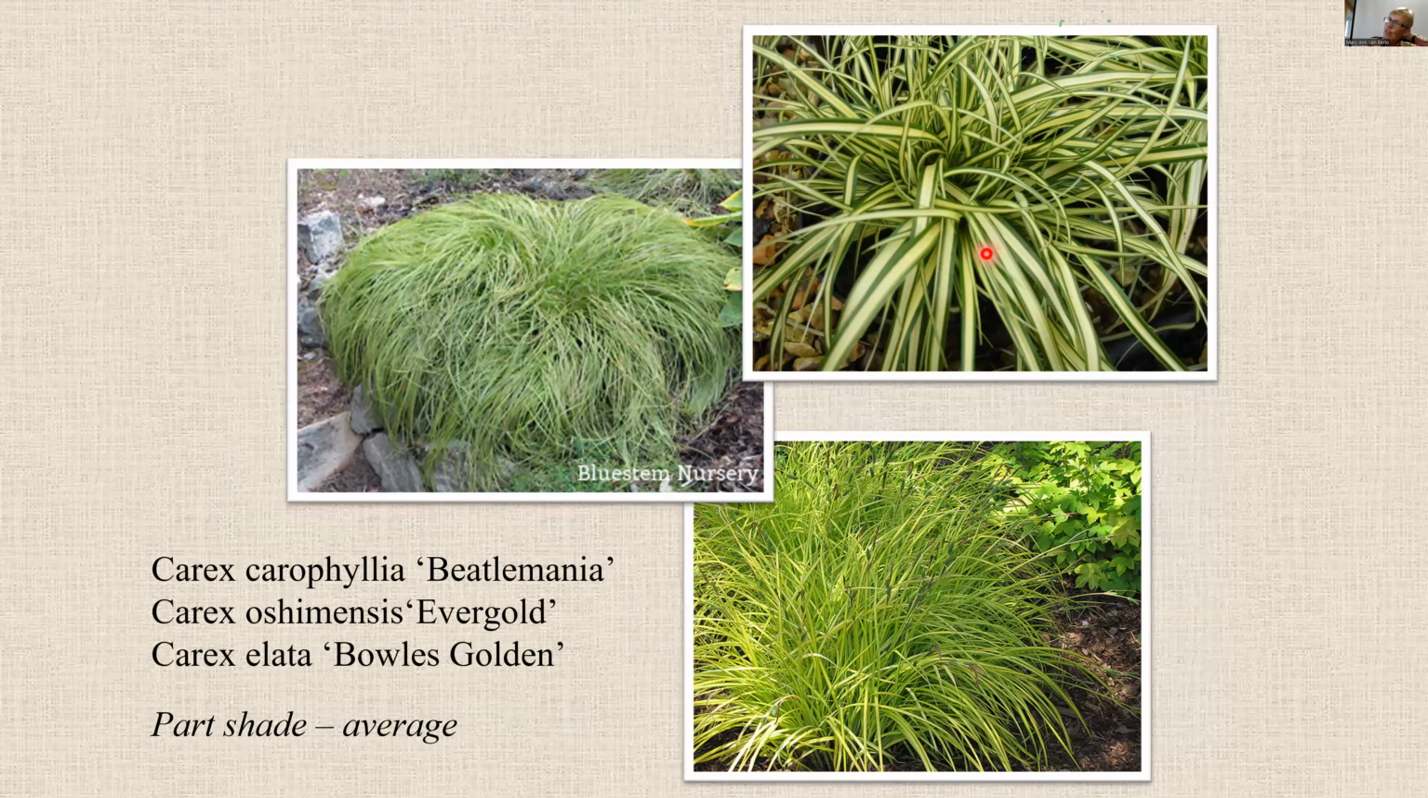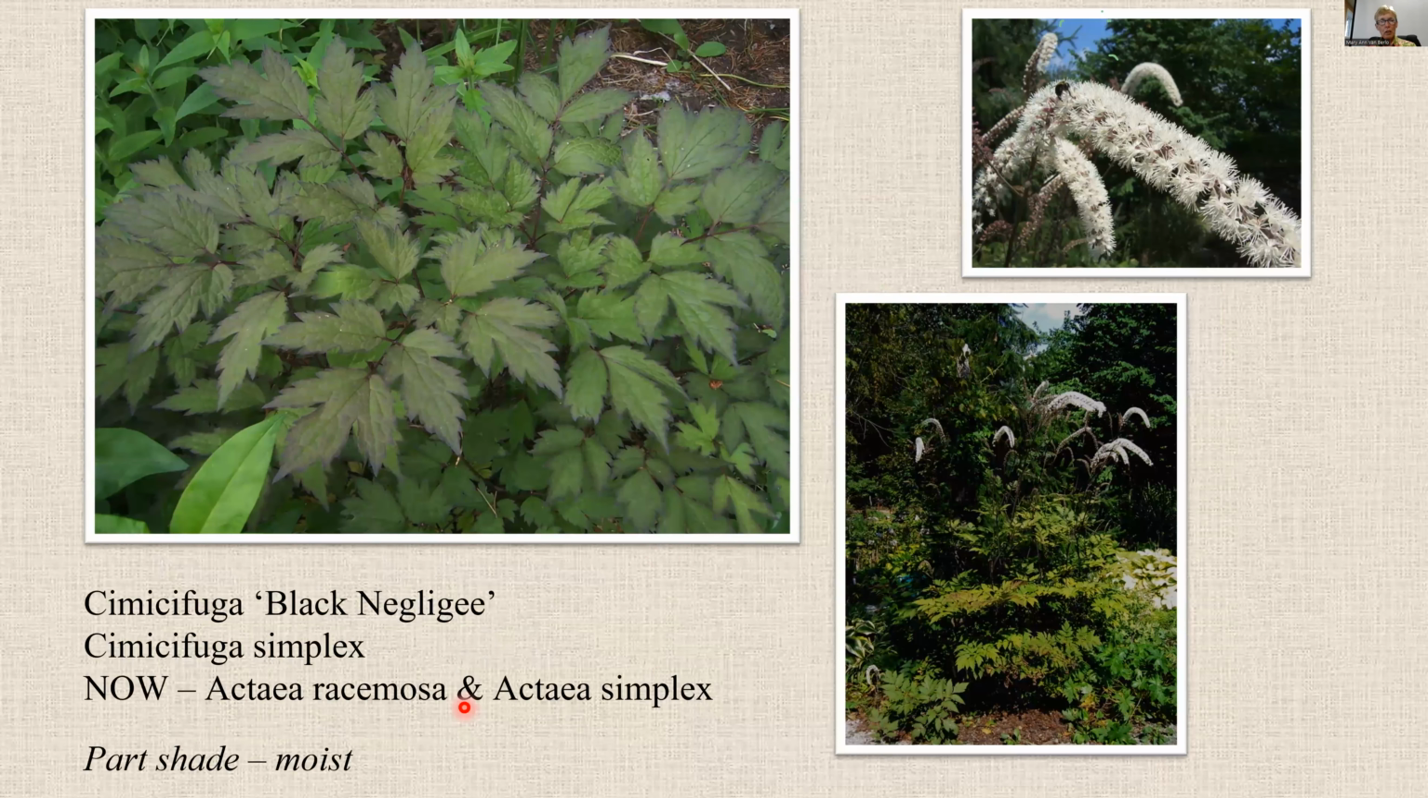And grasses need sun, but there are sedges, which are grass-like, but they're not true grasses. So this is an example of some of the sedges that you can grow, and they do well in the shade. So Carex is sedge, and we've got Beetlemania here, and this is Evergold, and this is Bowles' Golden. And they like part shade in average conditions, average soil.